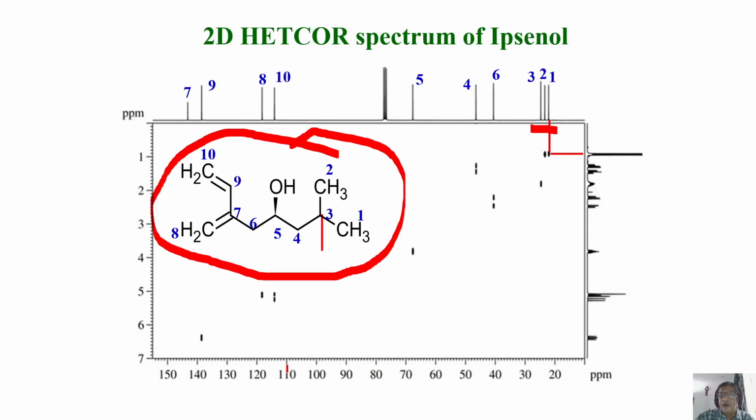Look at this. You can go along the vertical axis here, you get the carbon chemical shift. From the same contour, if you draw the horizontal axis, you will hit upon this, and you will get the proton chemical shift.